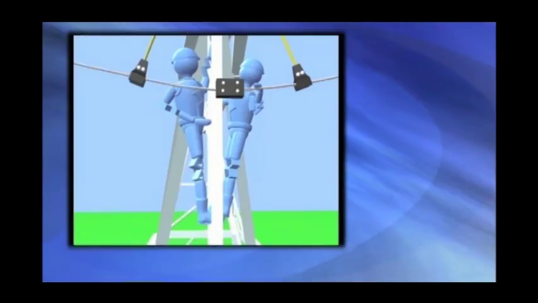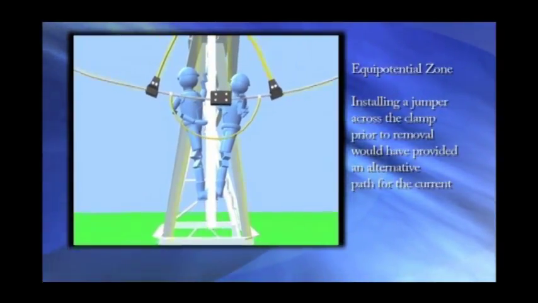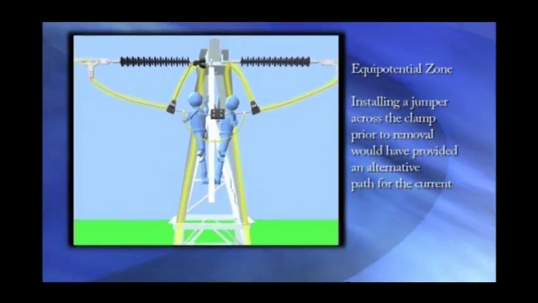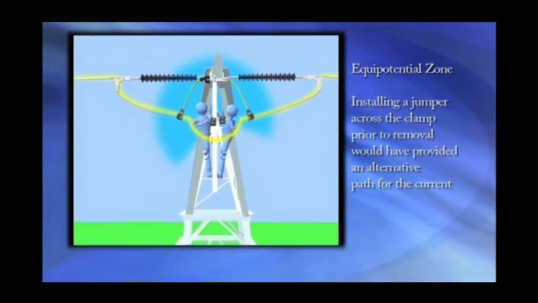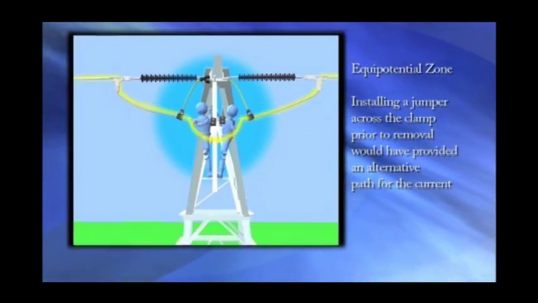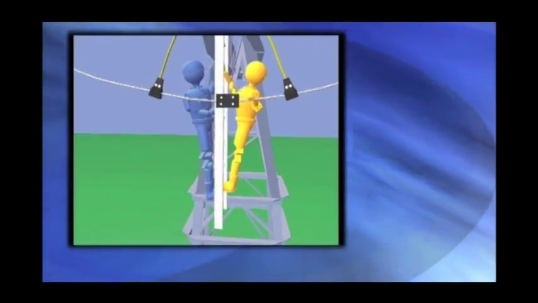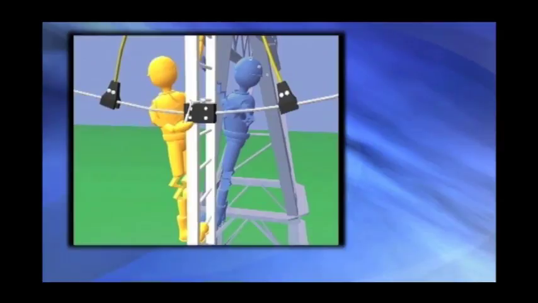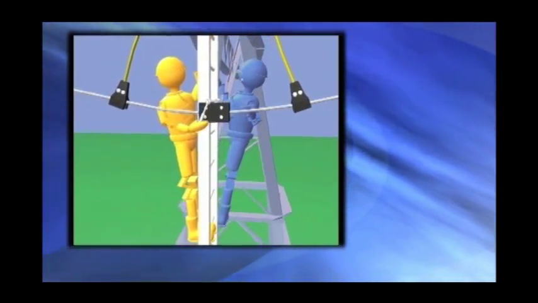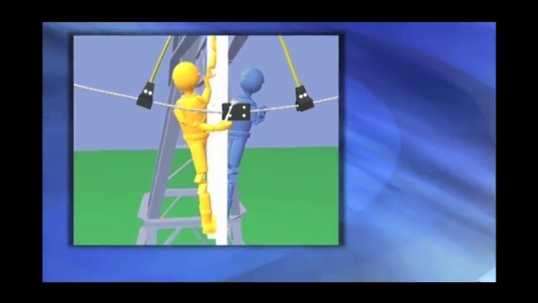Also, mechanical contact can become loose due to movement. Installing a temporary jumper across the clamp prior to removal would have provided an alternative low-resistance path for the current and would have helped in establishing an equipotential zone around the workers. Unfortunately, hazardous conditions would still remain if an aluminum ladder were used and if the temporary personal grounding cables were not installed properly. Therefore, it is important to consider all factors and equipment at the worksite.